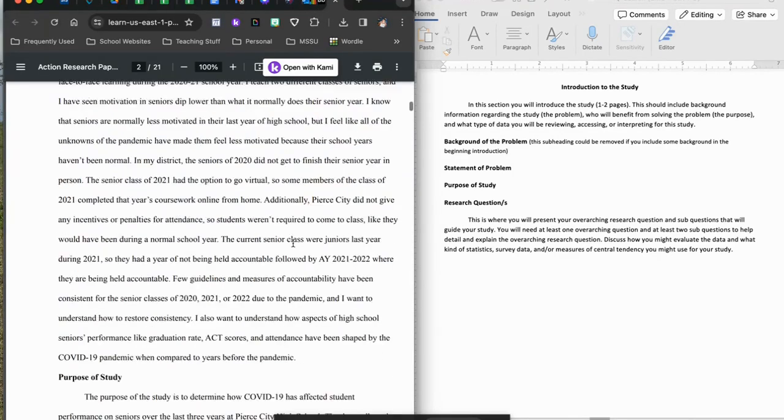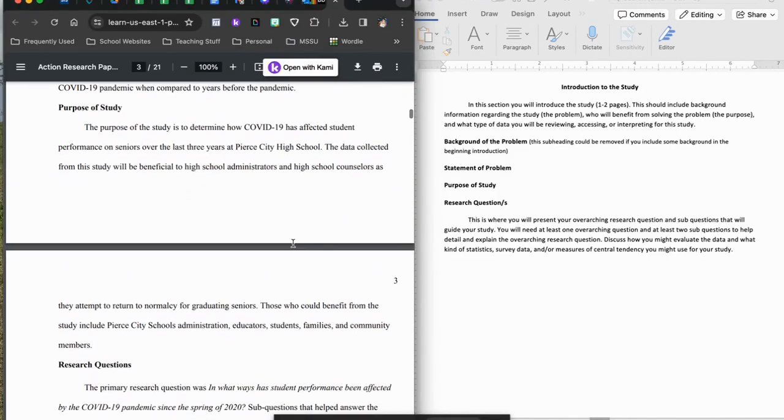So that gave this writer a problem to look at. Then you'll work into your purpose of the study. Your purpose of the study. Why are you doing this? Who is it going to benefit? What kind of data are you going to be looking at? And so on the COVID-19 at Pure City one, you'll see that the data collected is listed here and who's going to benefit from that. That's setting a purpose to help your reader better understand who you are trying to write this for and what we can do with it.